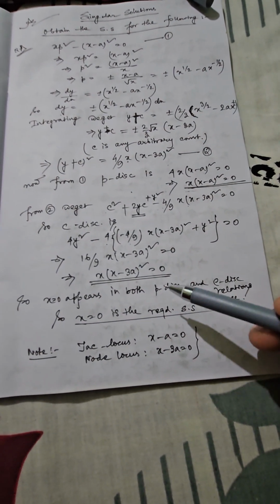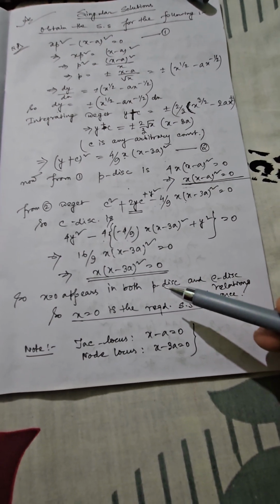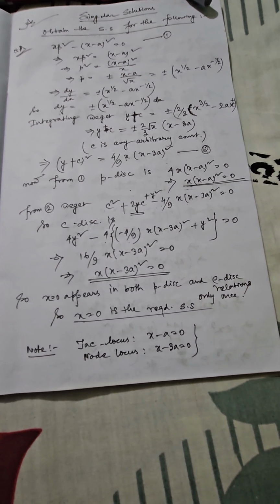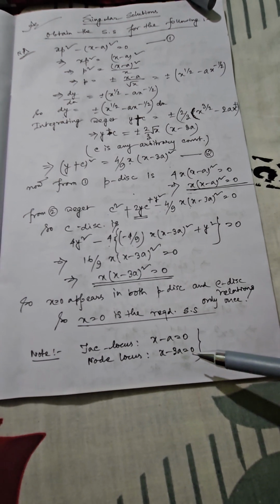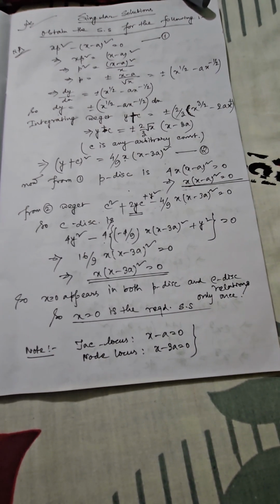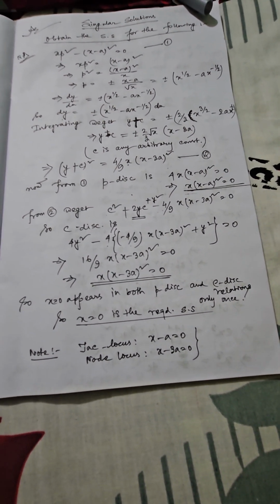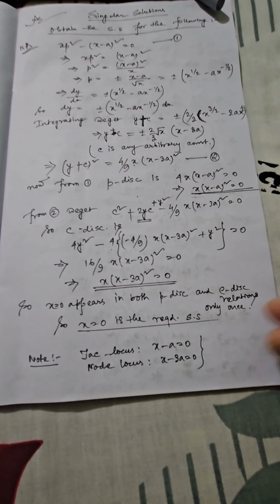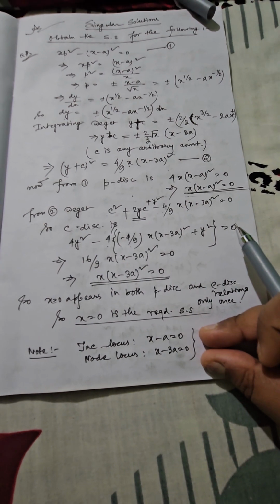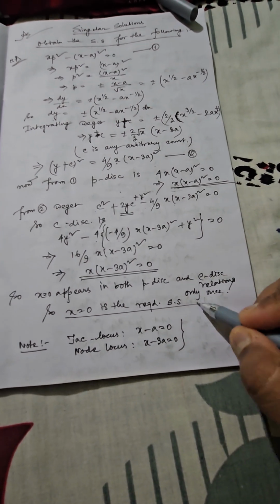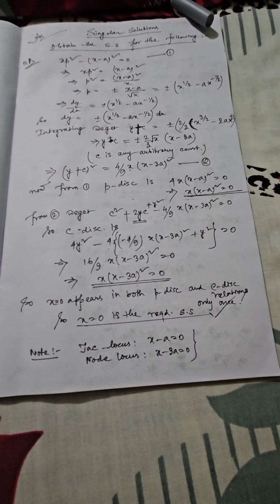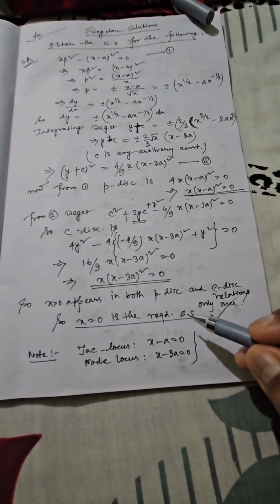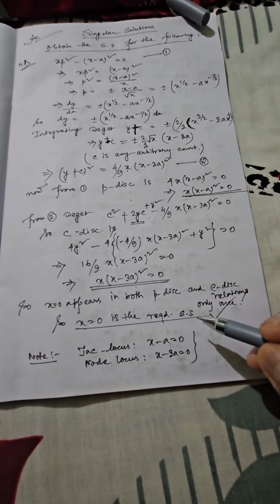And similarly x minus 3a appears in the c discriminant relation and also appears twice, so it will be the required node locus. And I hope you know the format for tac locus and node locus is given by n square cq and et square c, etc. In general, these parts are not required for your examination, but mainly you have to find out the singular solution.